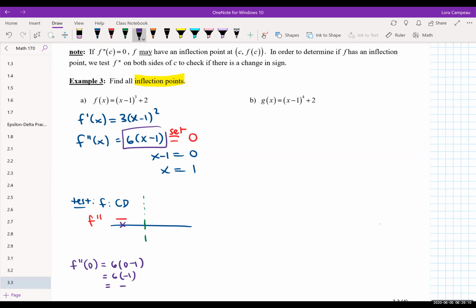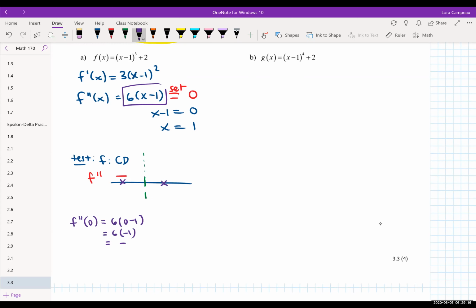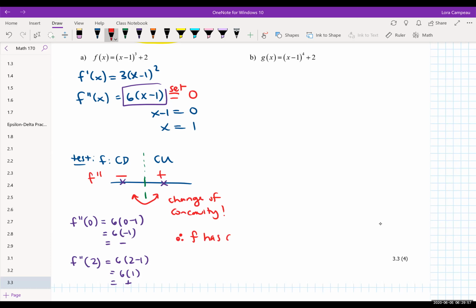Same story. We're going to take something on the other side of the 1 and plug that in. So what is that? F double prime, let's do 2, might as well. What does that equal? 6 times 2 minus 1, and you can probably already tell that's positive. So the second derivative is positive in this region. That tells you that f is concave up. And all we're looking for is a change. Did you have a change of signs? Yes, we did. We went from negative to positive, or concave down to concave up. So we have a change of concavity. So therefore, now we can answer: f has an inflection point for sure.